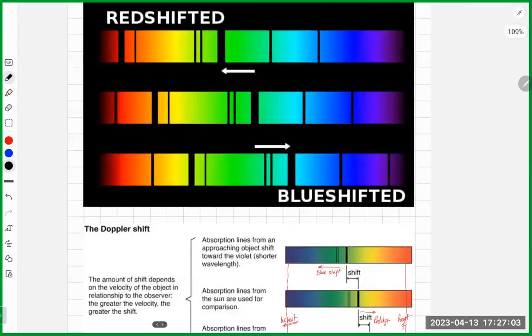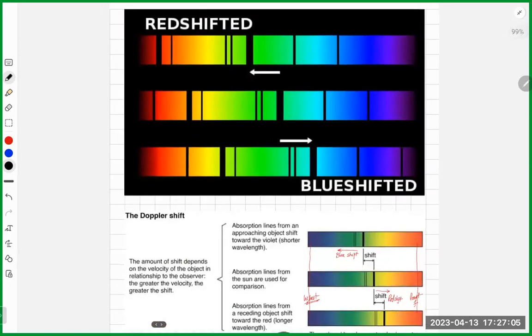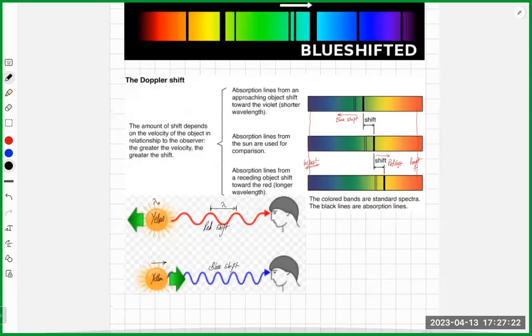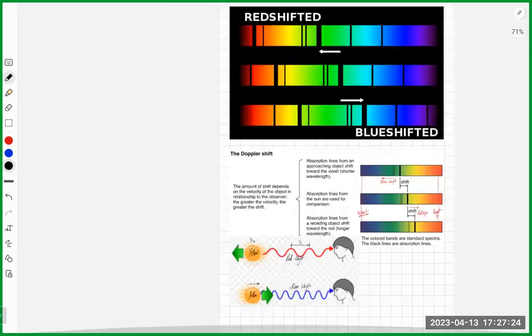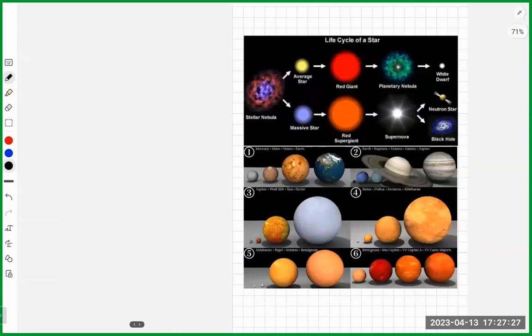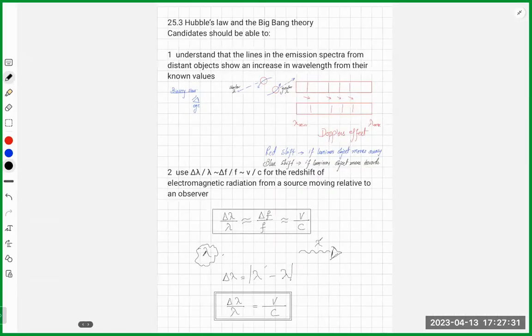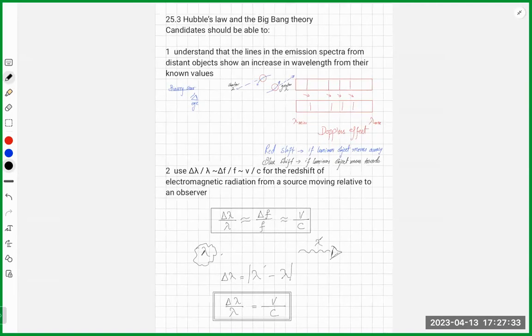So this is an example of blue shift and red shift. The central one is unshifted. The upper one, everything's moving towards red. The lower one, everything's moving towards blue. And I think we have discussed all that. Now, change of lambda over lambda.